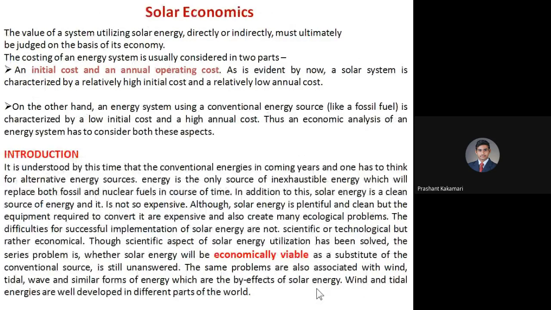Coming to the first part, any system utilizing solar energy or any renewable energy source involves two important economic parameters: one is the initial cost and the other is the annual operating cost. If these factors are very clear, then an investor can go with a solar system or any other renewable energy source system. The initial cost, or initial investment, should be very clear for the system. It may be a direct or indirect utilization of solar energy.